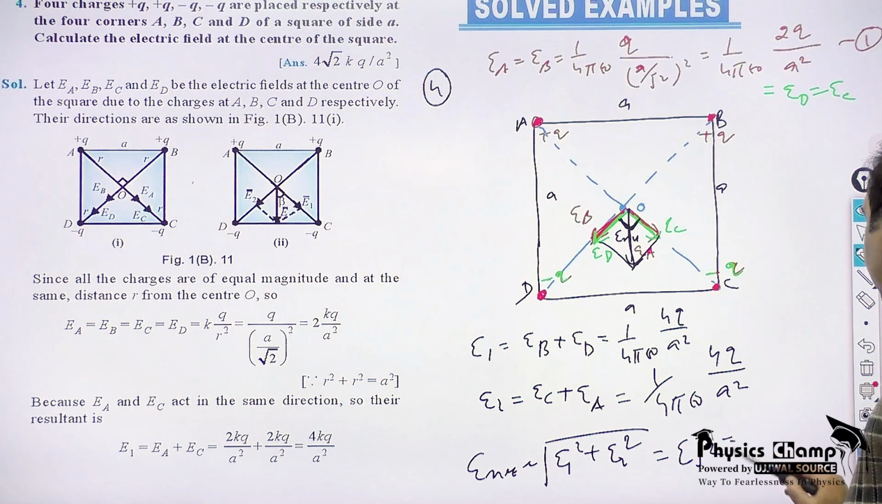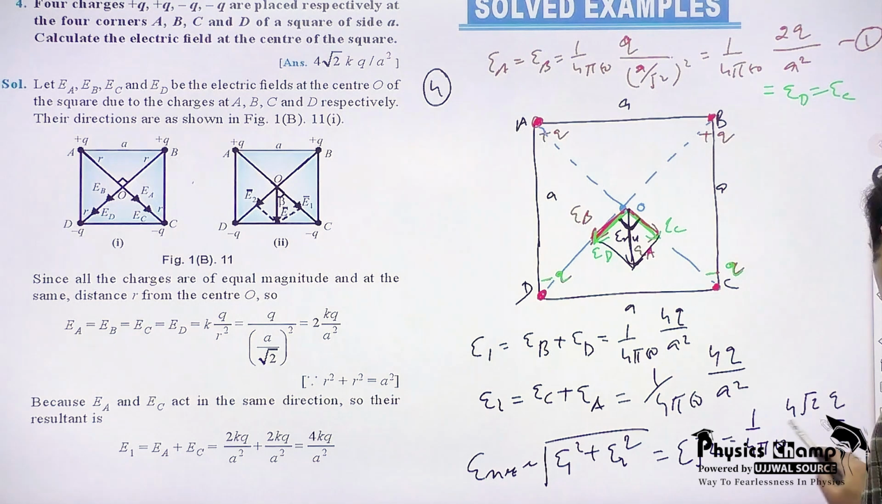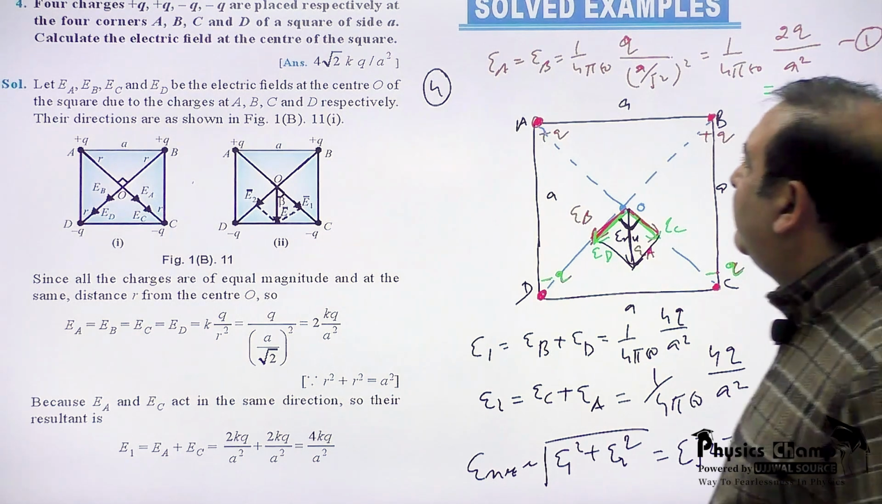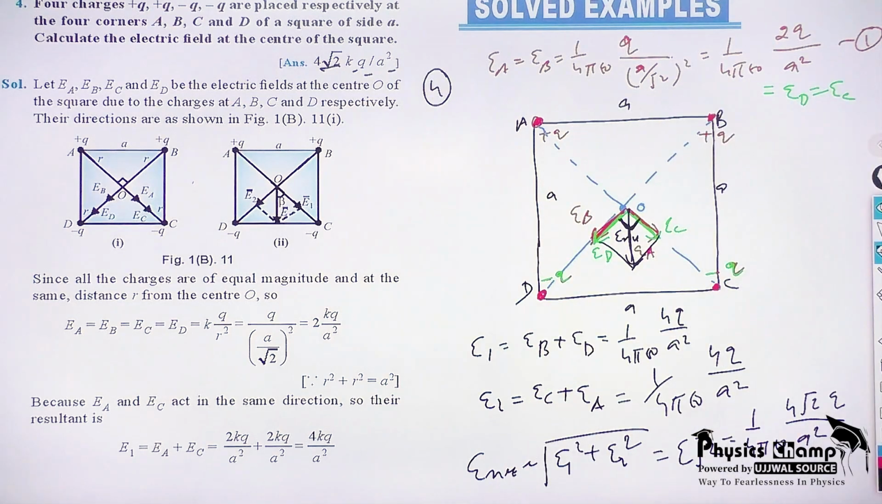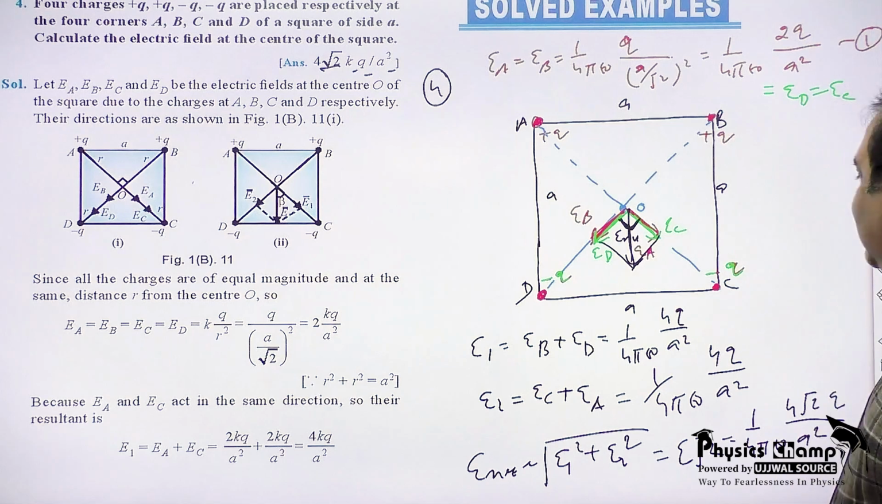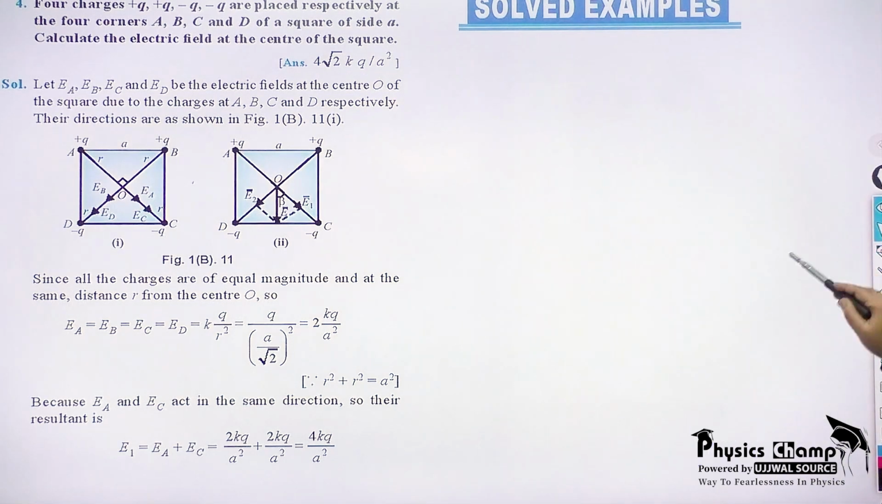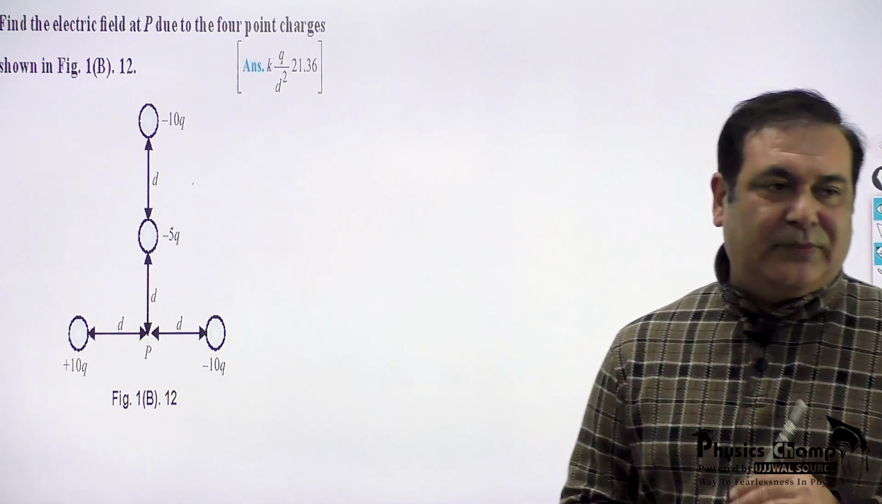So, finally, I am getting the net electric field as 1 by 4 pi epsilon naught 4 root 2 q by a square. K 4 root 2 q by a square. So, it was an easy question for you. Question number 4, just a superposition principle in case of 4 charges, and you are looking for the net electric field at center. Now, question number 5 and 6 are very interesting and very easy questions for you.